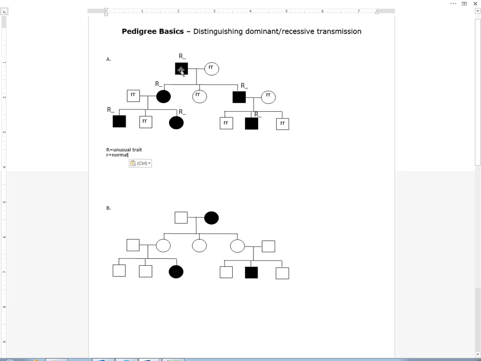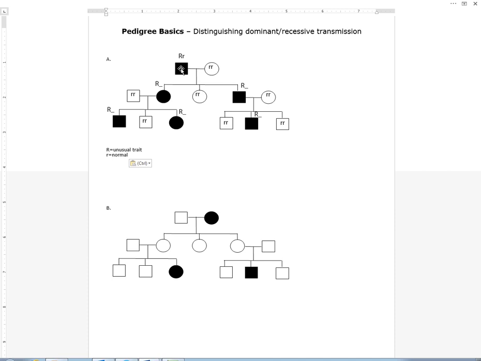Now when you look at this first generation male, he has a child that's not affected. This child is little r. And we know that inheritance comes, each allele comes from each parent. So this parent that's unaffected would pass a little r allele to the child. This parent would pass a little r allele to the child. So that means this affected male in the first generation has to be big R, little r genotype.